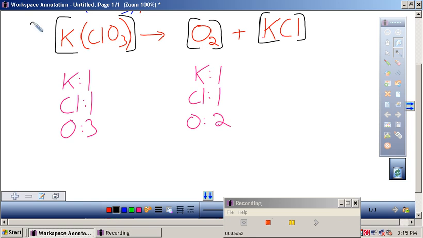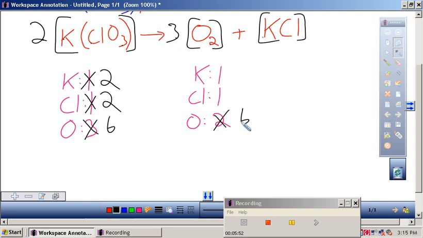So, to accomplish that, I'm going to double that whole compound. So now I have 2 times K, 2 Ks. I have 2 times Cl, 2 Cls, and I have 2 times 3 oxygens. And on my other side, I need 3 oxygens. So now I have 3 times 2 is 6.